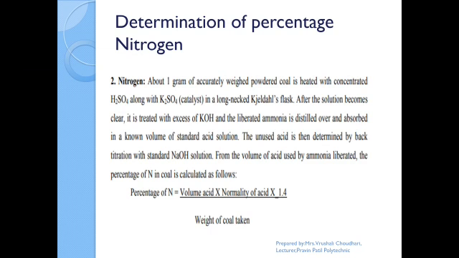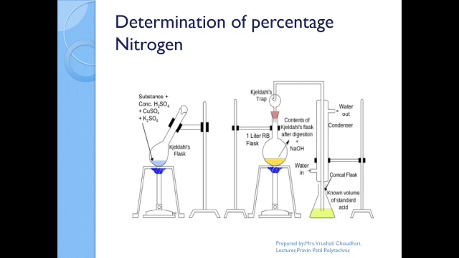After the solution becomes clear, it is treated with excess KOH and the ammonia liberated is distilled over and absorbed in a known volume of standard acid solution. The unused acid is then determined by back titration with standard NaOH solution. From the volume of acid neutralized by the ammonia liberated, the percentage of nitrogen in the coal sample is determined as follows. This is the Kjeldahl process used for the determination of nitrogen.